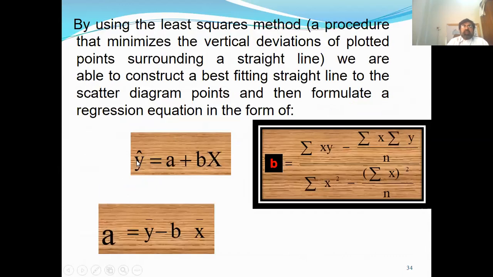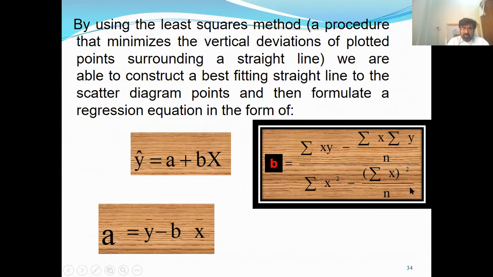And there is a formula for y hat, a plus bx, and how to determine a, the intercept, and how to determine b, the slope. There are separate formulas. a is equal to y mean minus b times x mean. And how to calculate b? That is equal to sigma xy minus sigma x sigma y upon n, divided by sigma x square minus sigma x whole square upon n.